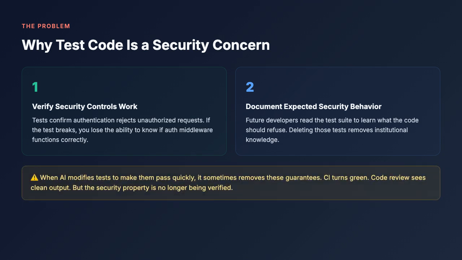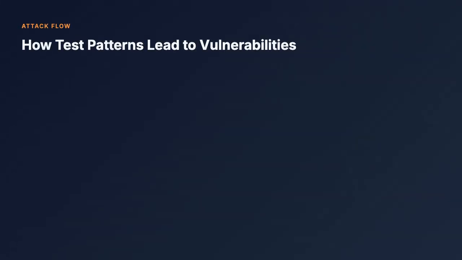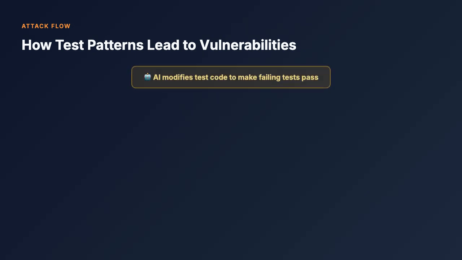When AI modifies tests to make them pass quickly, it sometimes removes these guarantees. CI turns green. Code review sees clean output, but the security property is no longer being verified. There are three distinct patterns to watch for. Here is how these test code patterns lead to production vulnerabilities. It starts when an AI modifies test code to make failing tests pass. From there, it takes one of three paths.